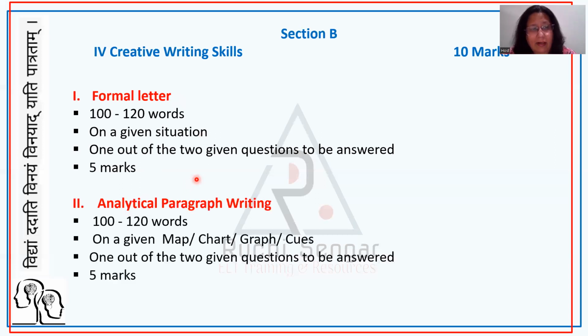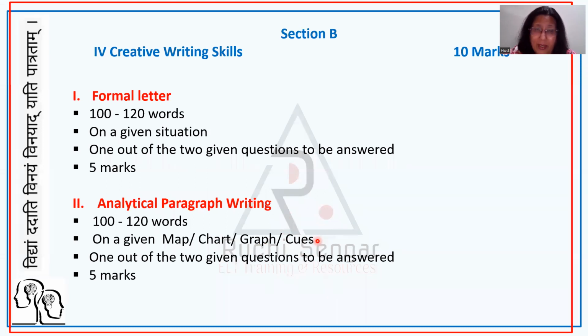And then the next one is analytical paragraph writing, 100 to 120 words on a given map, chart, graph, cues. Now the map could be a concept map, a site map, a layout map, anything. A mind map. Charts, any kind of graph, etc., is called a chart. Perhaps they mean the pie charts here because they've mentioned graphs separately. And then you have the cues, the verbal cues.